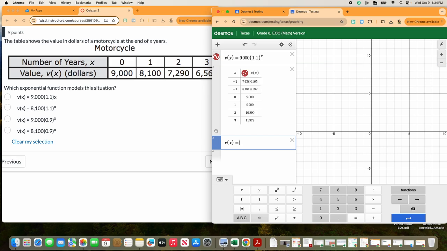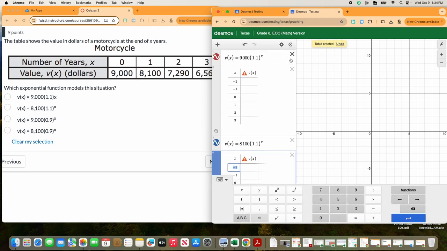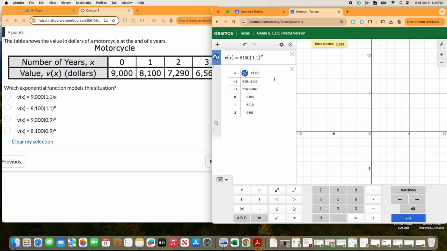Remember, the hardest part to these is typing it in, which you can do. Type this one in. Click up here for table. Now, why did it not take it? Maybe because I already have this one. Okay, let me clear out of here. For 1, I have 8,900. Nope, not the same thing as this one. Close out of this one. I'm going to type in the next one.